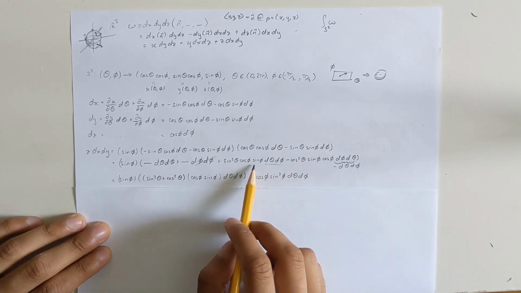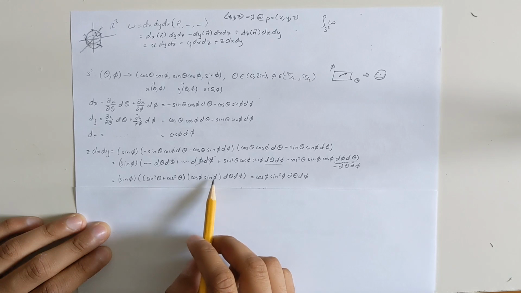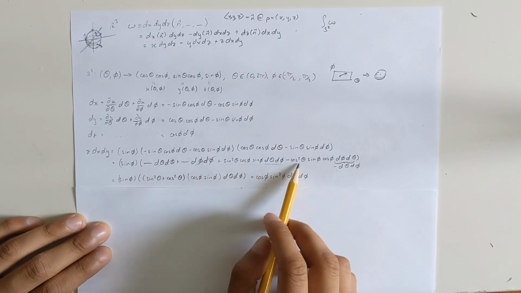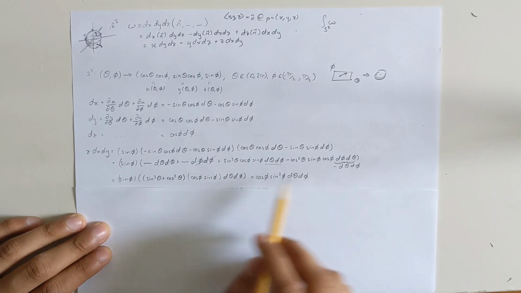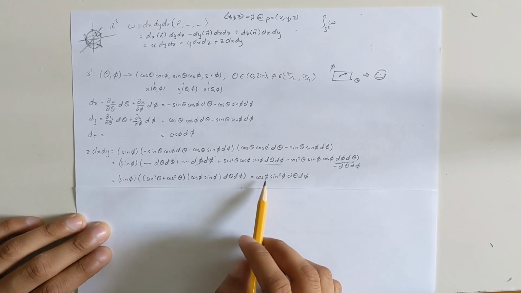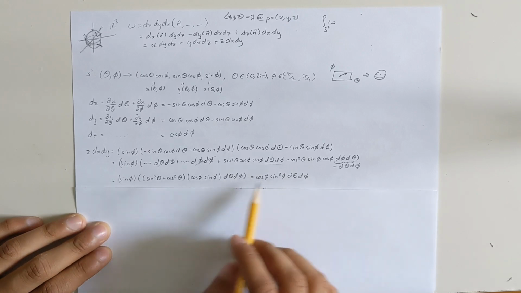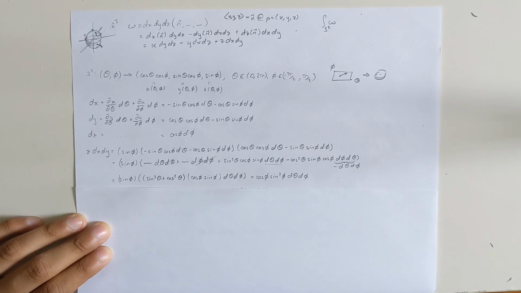Notice that both of the terms have a cosine phi sine phi out here, so we can factor that out. Then you have a sine squared theta plus cosine squared theta because of the two negative signs. And then this is just 1, so what you end up with is the sine phi is combined into a sine squared phi and then a cosine phi d theta d phi.